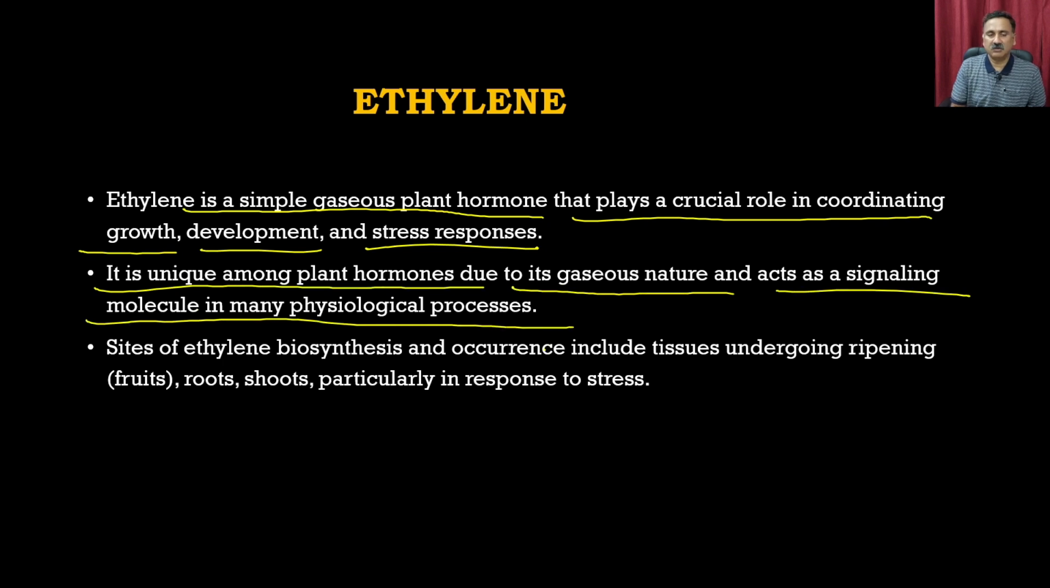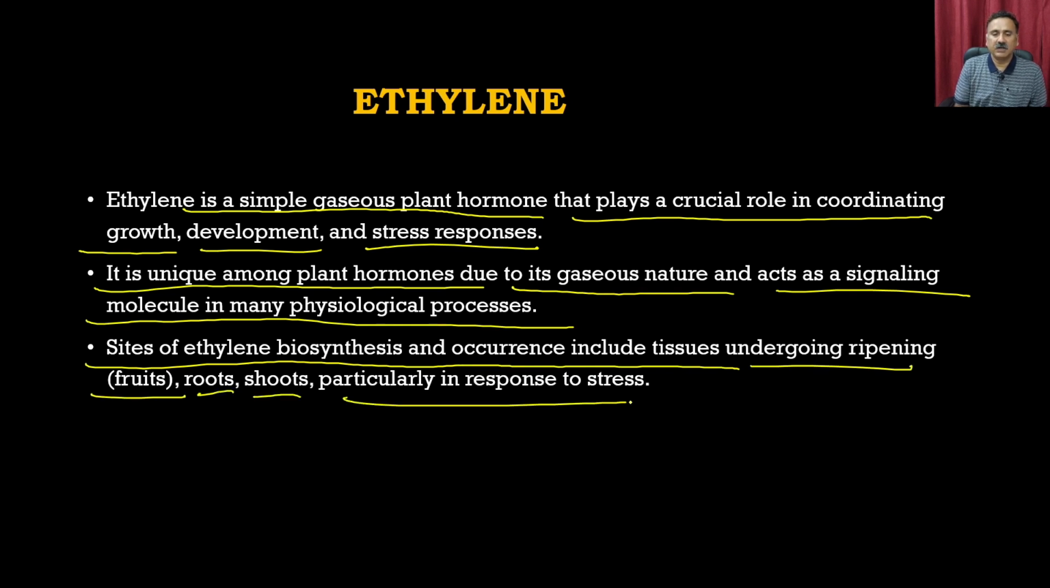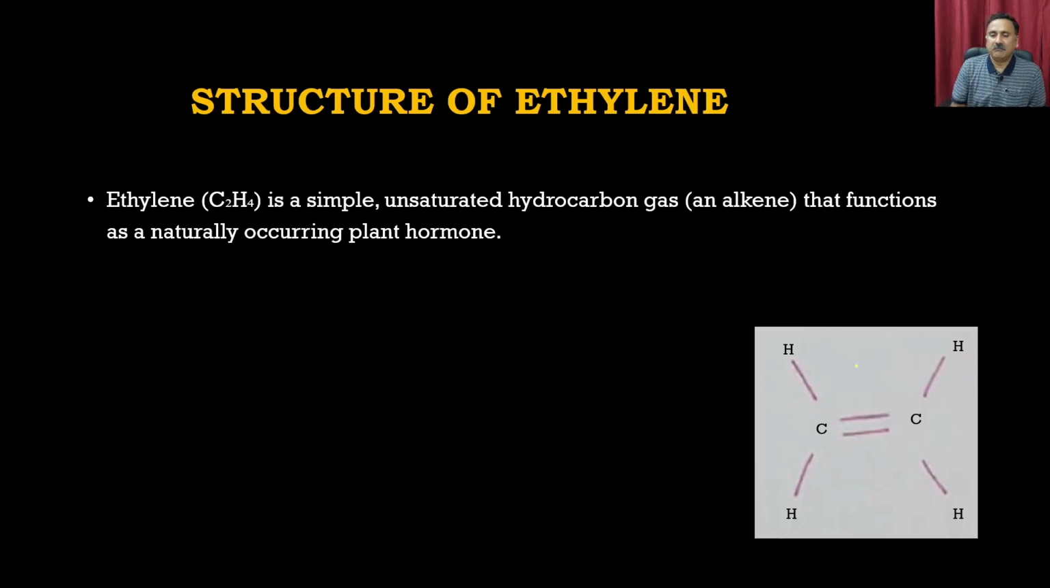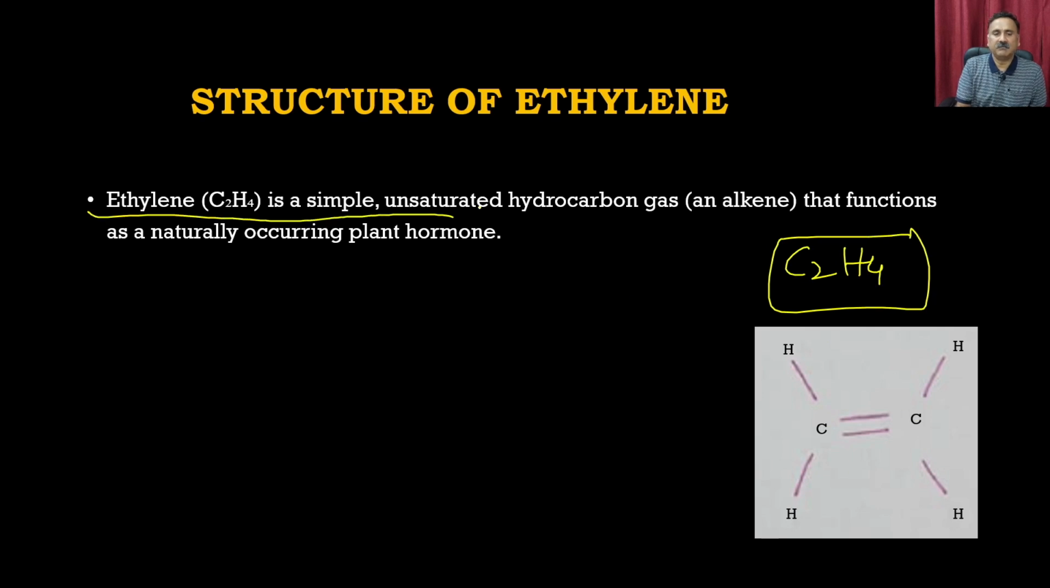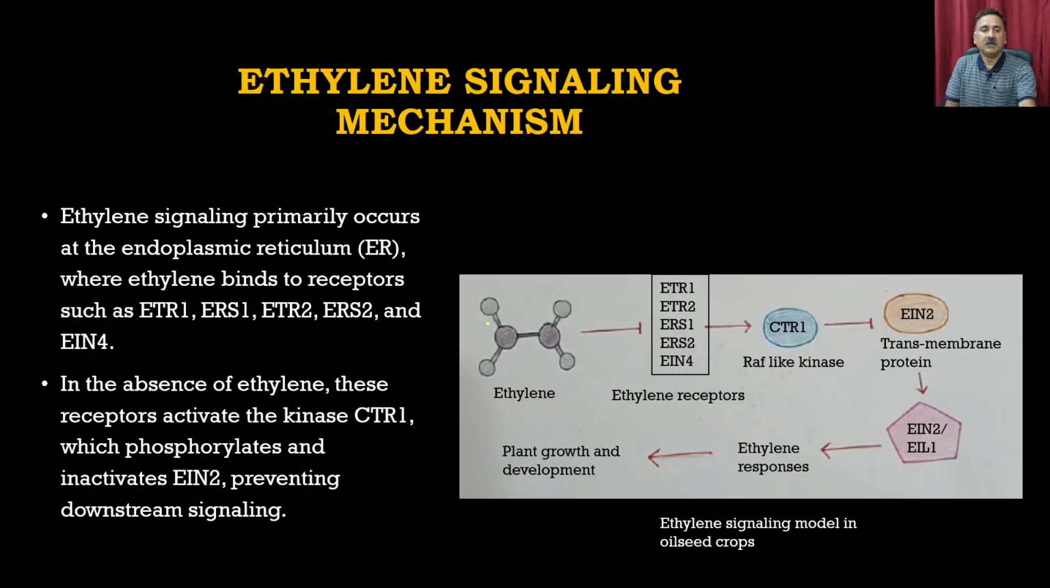in many physiological processes. Sites of ethylene biosynthesis and occurrence include tissues undergoing ripening, such as fruit, roots, shoots, particularly in response to stress. This is a simple example of the structure of ethylene, which is C2H4, right? So this is the structure of C2H4, which is ethylene. So ethylene is a simple unsaturated hydrocarbon gas that functions as a naturally occurring plant hormone.